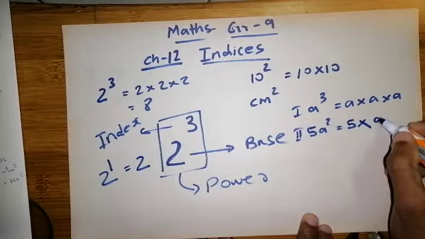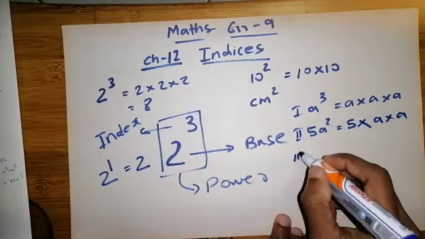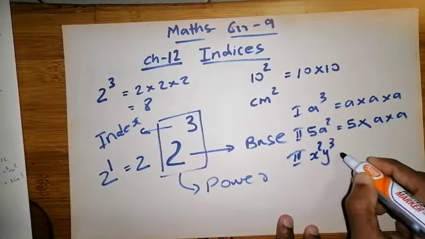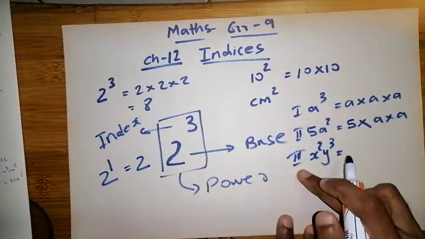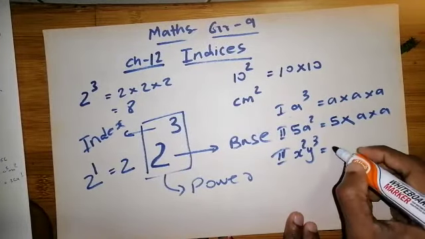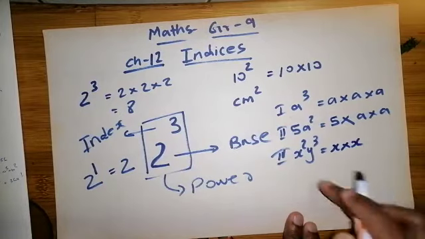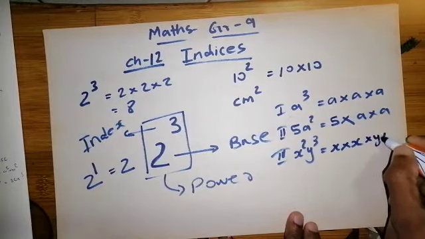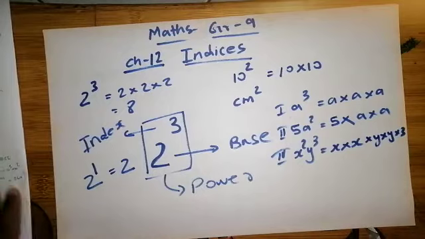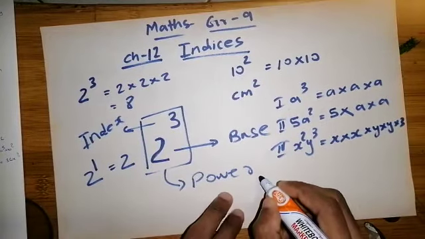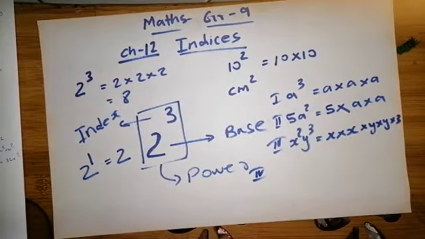A squared means a into a. Okay, let's look at another example, x squared y cubed. x and y are multiplied with each other. If we take x only, x has 2 elements. The index indicates the number of elements. Then there are 3 y's. So that is the index form. We are expanding the index form. Let's look at another example, the fourth one, an important one for grade 9.